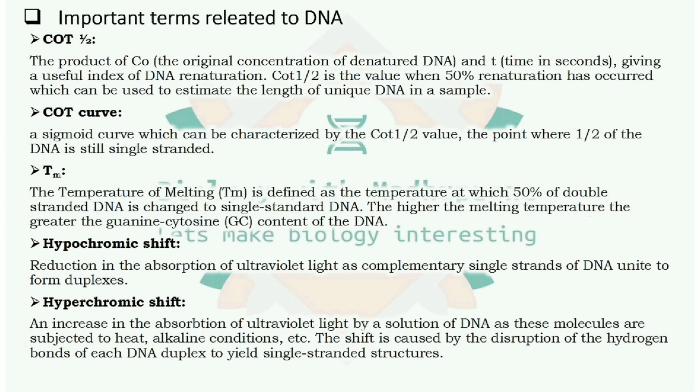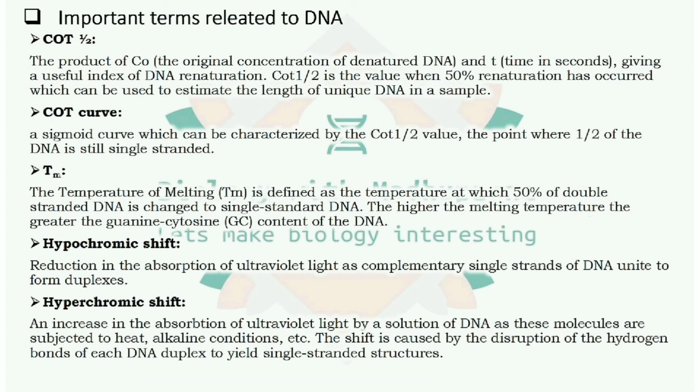Next we will be coming to Cot curve. It is a sigmoid curve which can be characterized by the Cot half value, the point where half of the DNA is still single stranded. Next point is Tm. What is Tm? The temperature of melting is known as Tm. It is defined as the temperature at which 50% of the double-stranded DNA is changed to single-stranded DNA. The higher the melting point, the greater the guanine cytosine content of the DNA. So if GC content is high for that particular DNA, Tm will be high, and if GC content is low for that particular DNA, Tm value will be less.